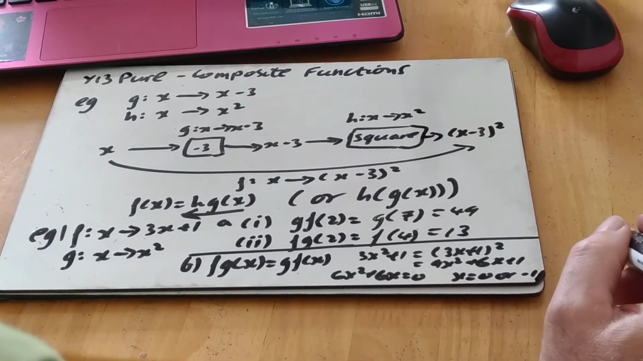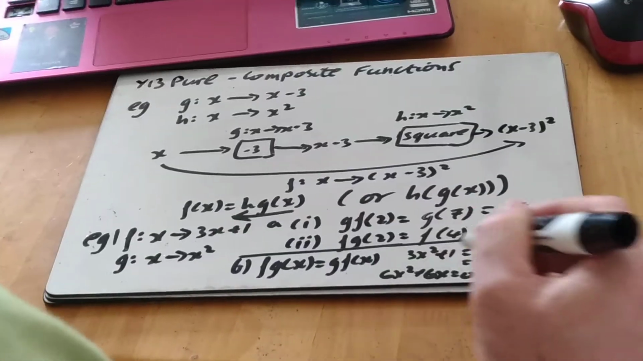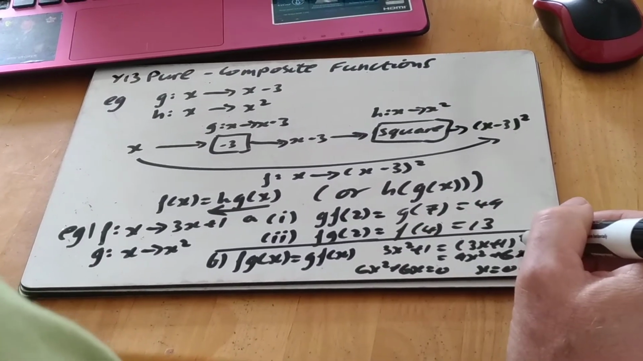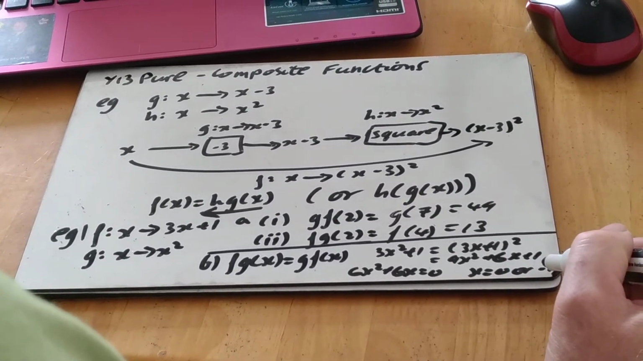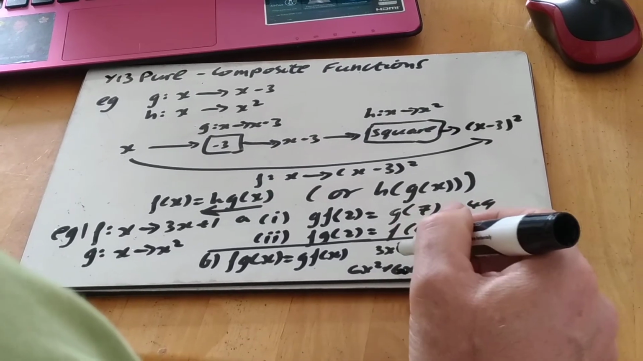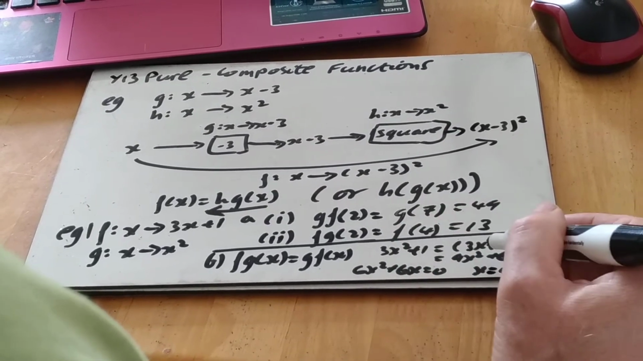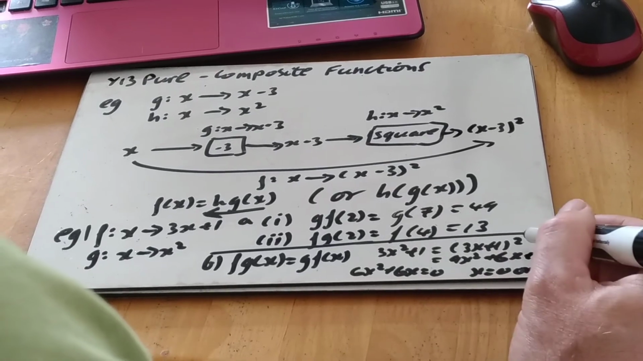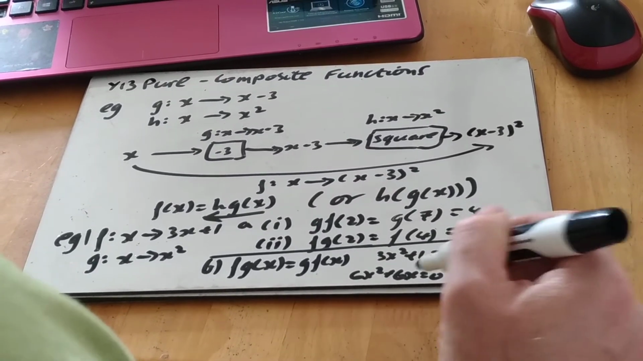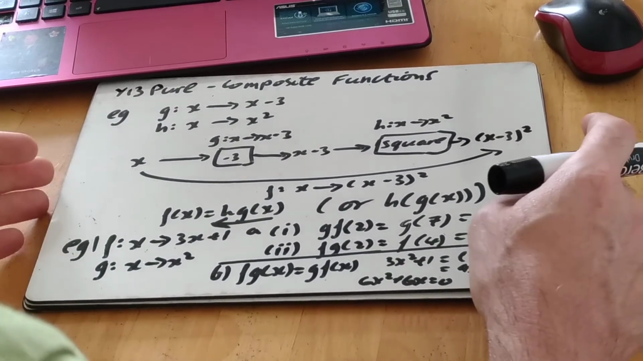So it doesn't matter which way around I put them in. If I stick x is 0 in, I get 1, and x is 0 in that, I get 1. If I stick x is minus 1 in, I get 3 add 1, which is 4, and I get minus 2 all squared, which is also 4 there. Those are the only two values that are the same.